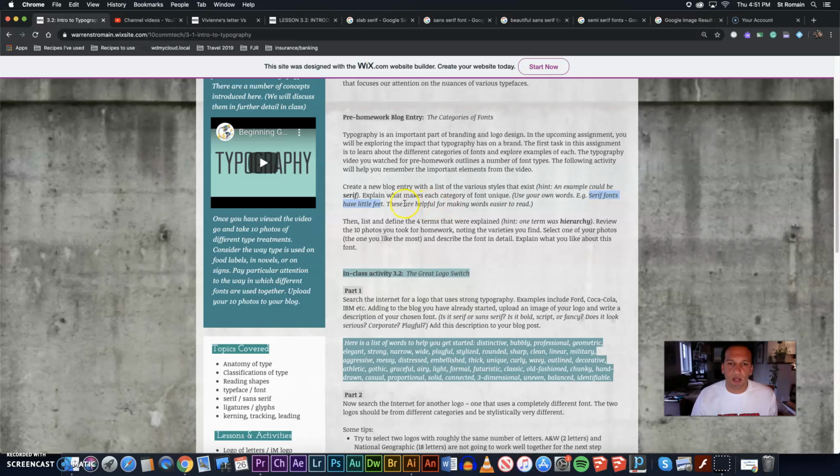Okay. Then here, the next part, you're going to list and define the 4 terms that were explained. Hint, one of them was hierarchy. There are 3 more. Go find them. And then you're going to review the 10 photos that you took for homework, noting the varieties you find.